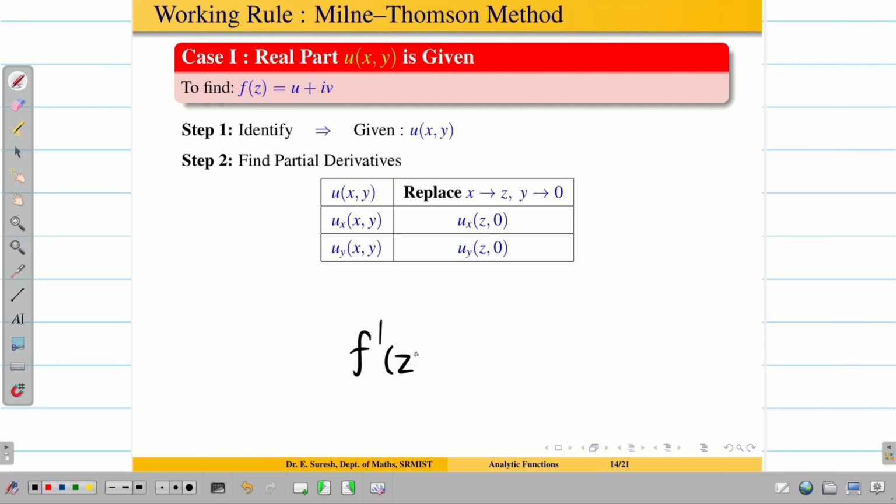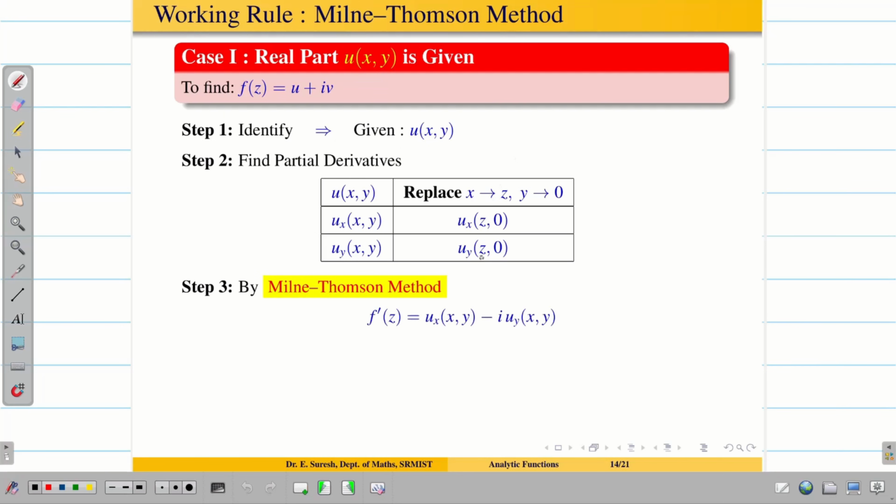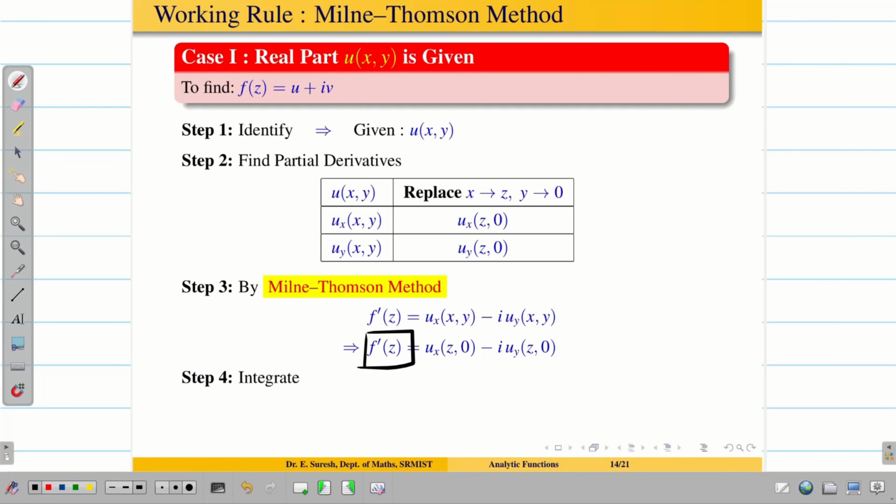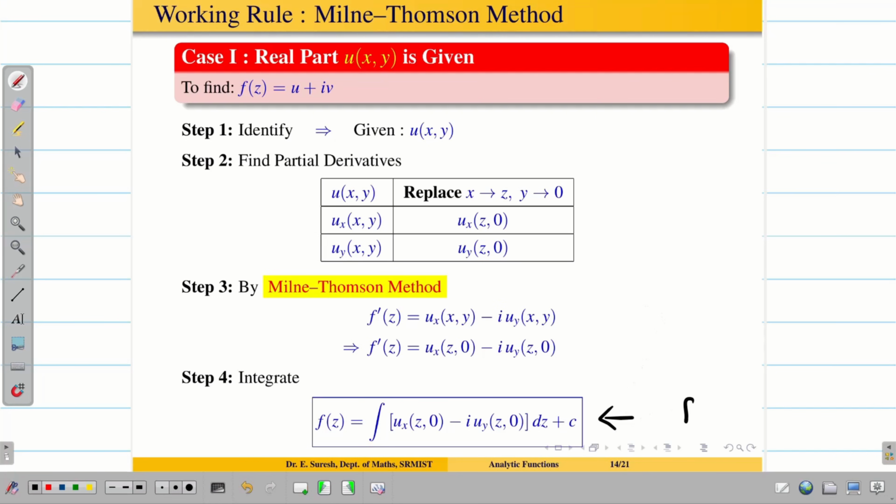Just recall, we found f dash of z in terms of u: ux of x comma y minus i into uy of x comma y. So by Milne Thomson's method, I can replace this x by z and y by 0. I can write this as f dash of z is equal to ux of z comma 0 minus i into uy of z comma 0. Once this is done, I can integrate this f dash of z to find my analytic function f of z.